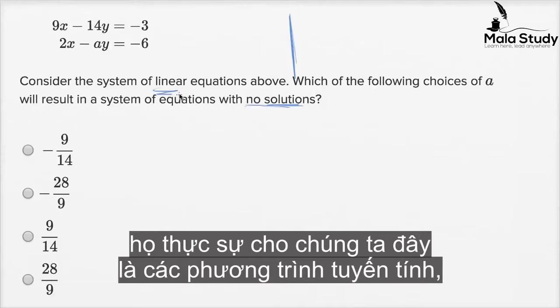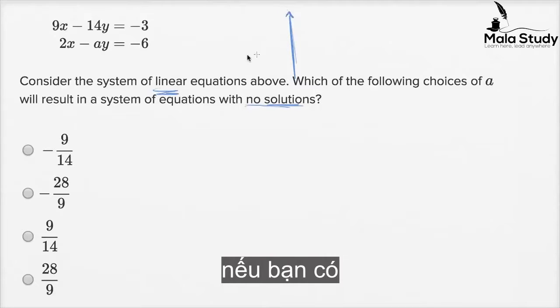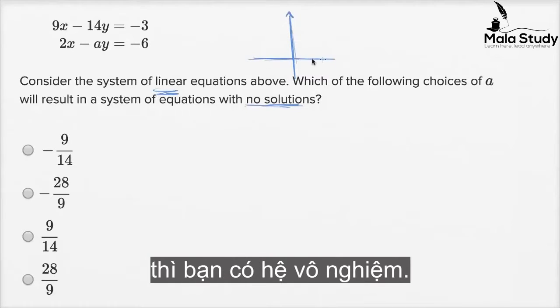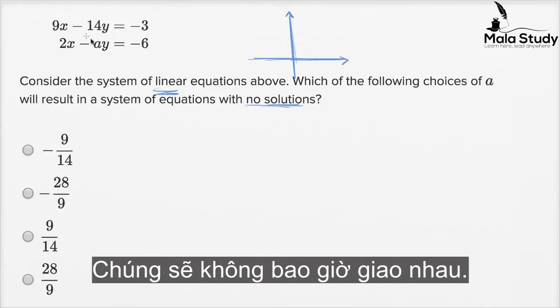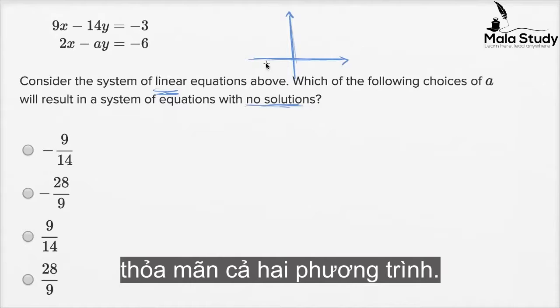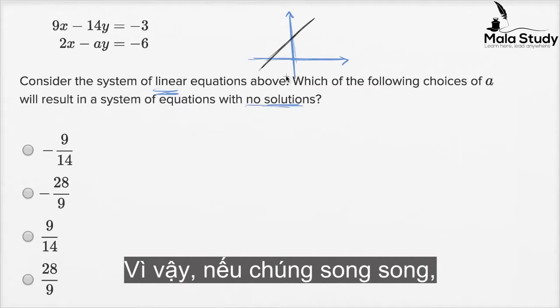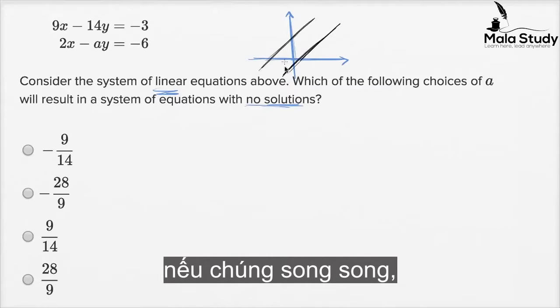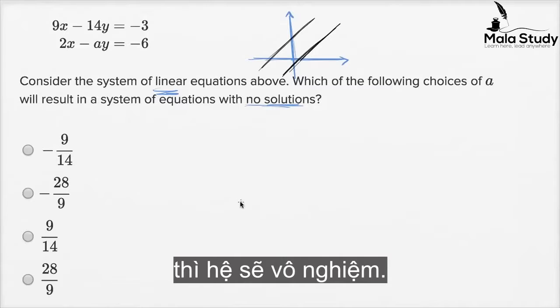A system has no solutions if both lines, and these are both linear equations, are parallel. They're never going to intersect. There's no XY pair that satisfies both of them. So if they are parallel, then you're going to have no solutions.